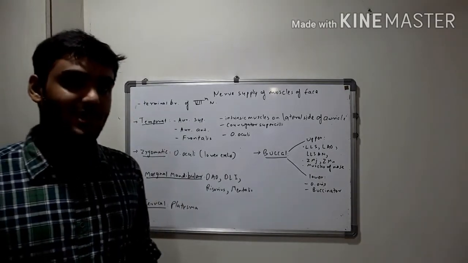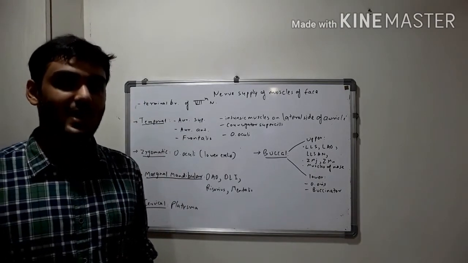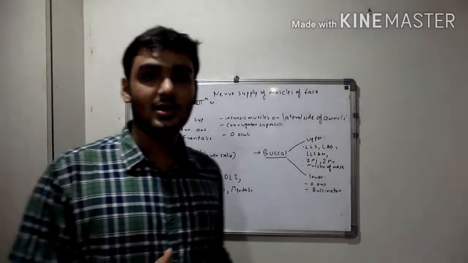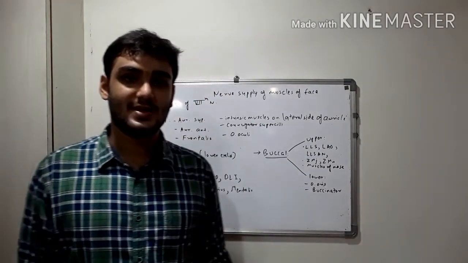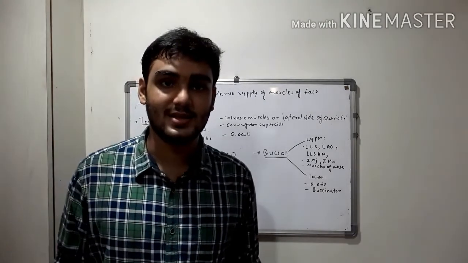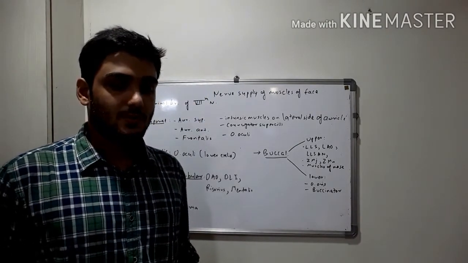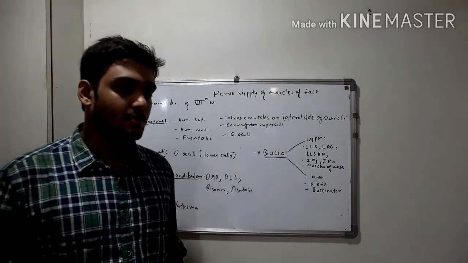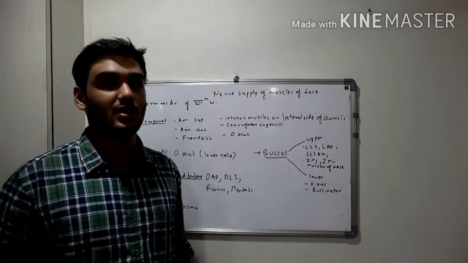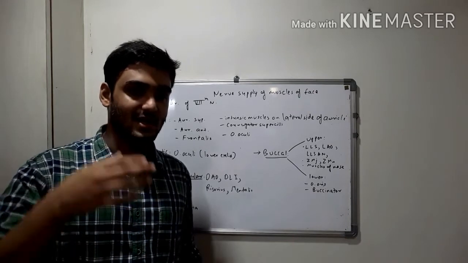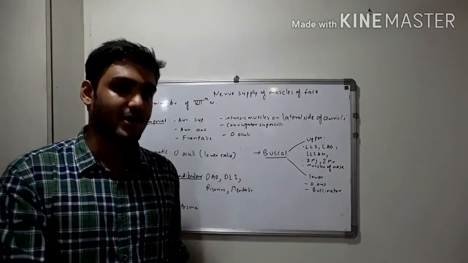Then the zygomatic branch supplies only the orbicularis oculi muscle, the part of orbicularis oculi in the lower eyelid. So you may say that orbicularis oculi is a hybrid muscle as it has a dual nerve supply. And coming to the buccal branch, now you know that buccal has 2 branches, upper buccal and lower buccal. The upper buccal lies above the parotid duct and lower buccal lies below the parotid duct.